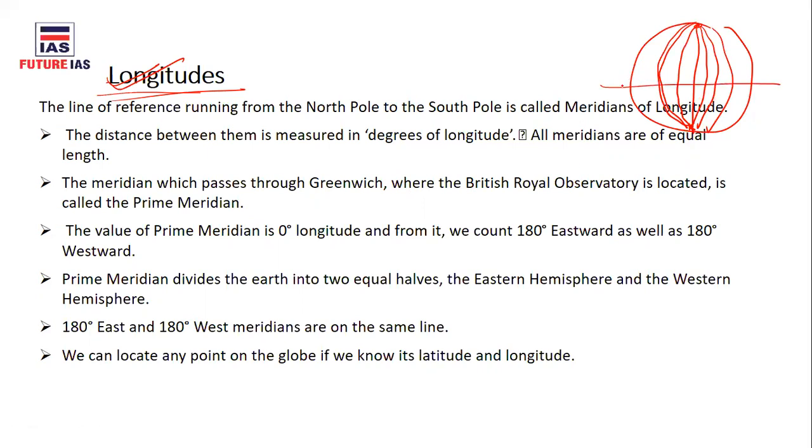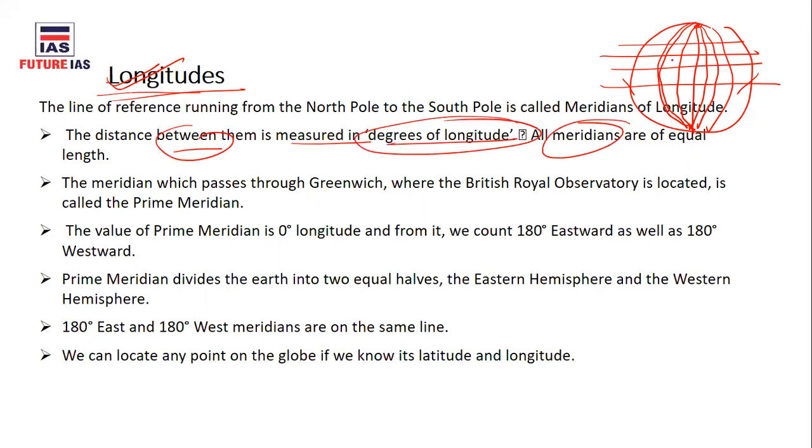Latitude में diameter हमेशा equator का सबसे highest होगा, and if you move from equator towards the pole, the diameter will keep on decreasing. But the longitudinal lines, the diameter will always remain same. Okay, so that is why the distance between them is measured in the degree of the longitude. And all meridians are of equal length. Equal length क्यों होगी? क्योंकि इनका diameter always will remain same.